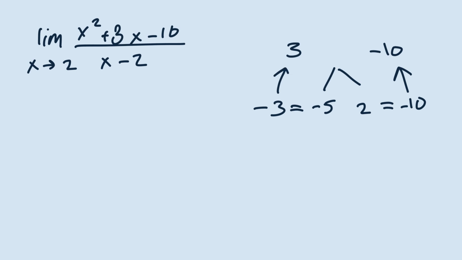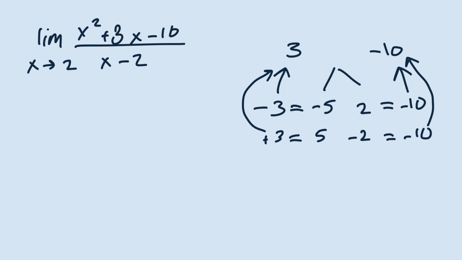But guys, we have to pay attention. We actually need 3, not negative 3, right? So let us switch these two signs. So now let us go with 5 and minus 2. 5 times minus 2 is negative 10, which is exactly what we have here. And if we add up these two numbers, we will get positive 3, which is what we have here. So the new pair of numbers is 5 and minus 2.